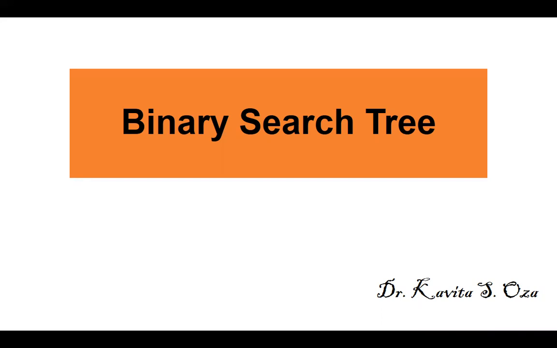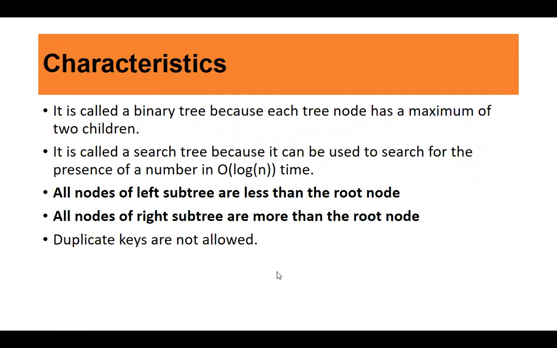When we talk about a data structure, we have two things: characteristics and a set of operations which can be carried out on that particular data structure. So let us look at the characteristics of binary search tree. It is called a binary tree because each node has a maximum of two children. It can have 0 or 2 children. It is called a search tree because it can be used to search for the presence of a number in log n time. Remember, this is important.